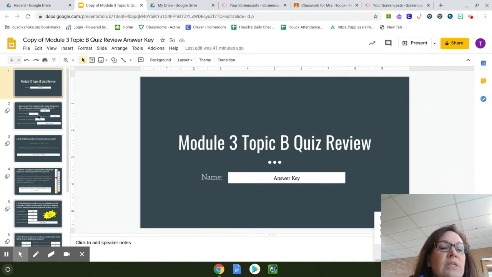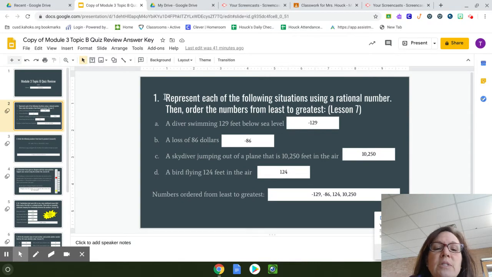When you get to this next screen, you will notice the question says, represent each of the following situations using a rational number, then order the numbers from least to greatest. You will notice this is from lesson 7. So Cruz, if you go back to lesson 7, you should be able to review what we're doing. For example, A says a diver swimming 129 feet below sea level. Below means negative, so that's why I have a negative integer. A loss of 86 is a negative, so that's why there's a negative integer. A skydiver jumping out of a plane that is 10,200 feet in the air is a positive. A bird flying 124 feet in the air is a positive.